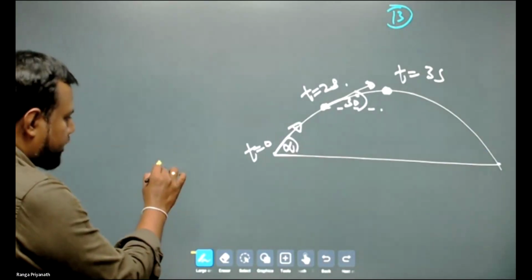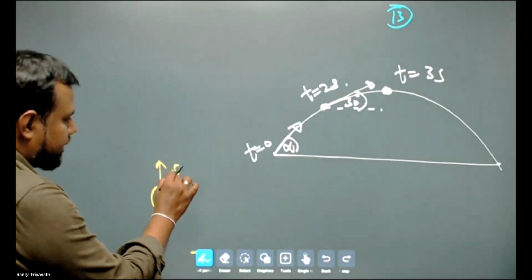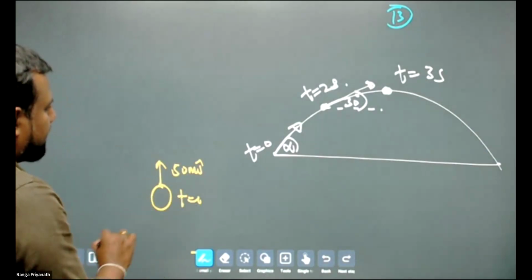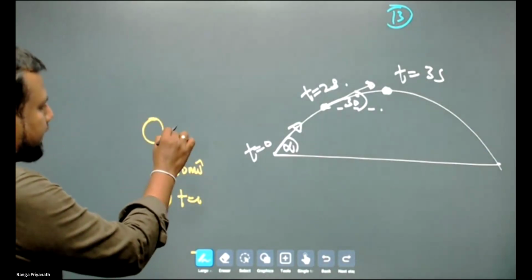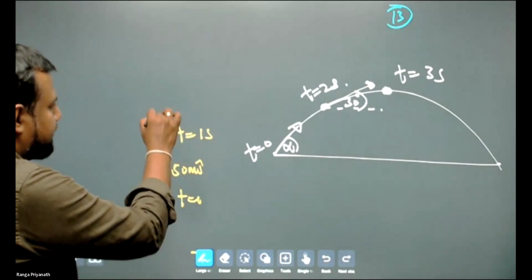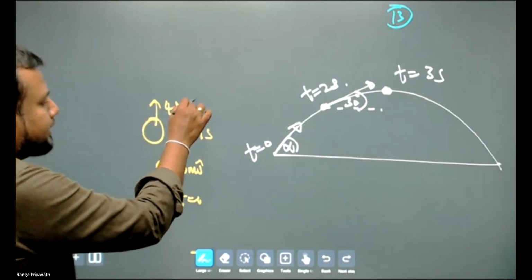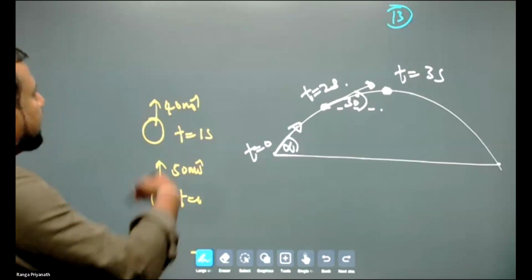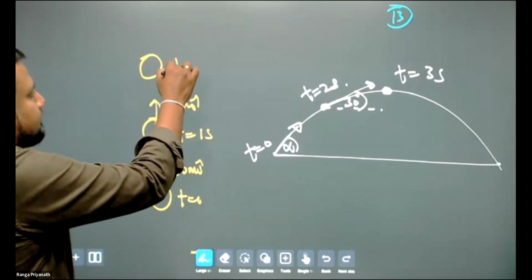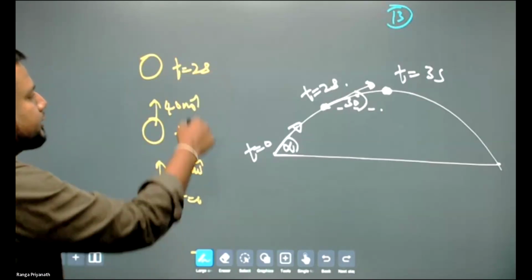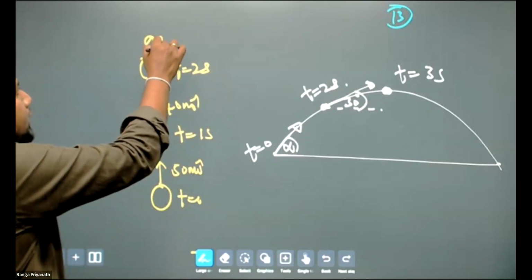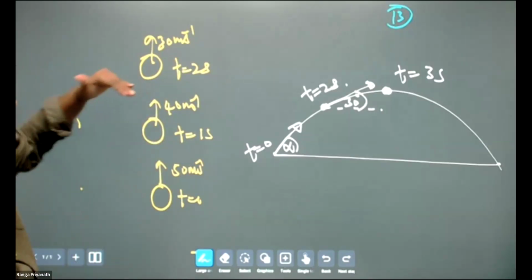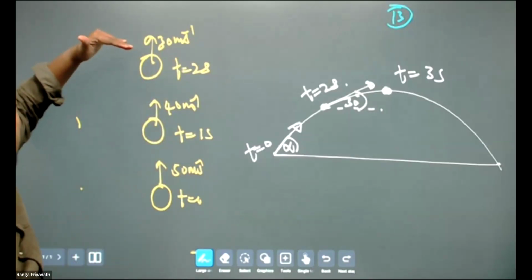Every 1 second, you project with a certain velocity. Let me take 50 ms minus 1 at t equals 0. If you check at t equals 1 second, the velocity drops by 10 ms minus 1. Now the new velocity is 40. Another 1 second, t equals 2 seconds the total time, this velocity reduced to 30 ms minus 1. Every 1 second it dropped by 10 ms minus 1.